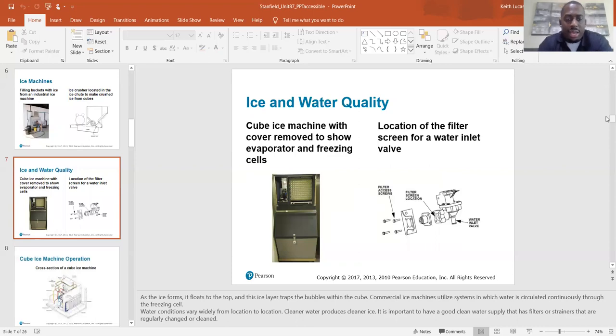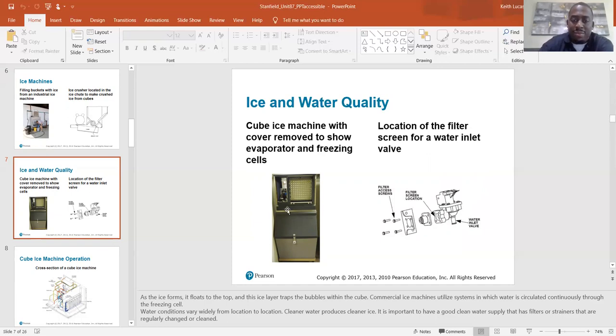As the ice forms, it floats to the top, and this ice layer traps the bubbles within a cube. Commercial ice machines utilize systems in which water is circulated continuously through the freezing cell. Water conditions vary widely from location to location. Cleaner water produces cleaner ice. It is important to have a good, clean water supply that has filters or strainers that are regularly changed or cleaned. So this is a cube ice machine right here.